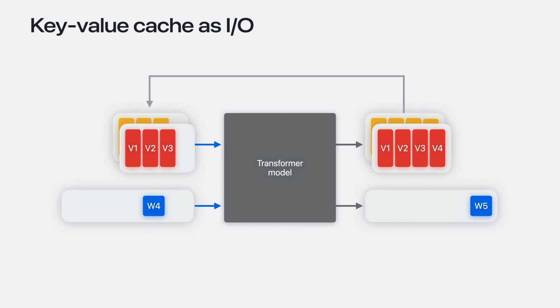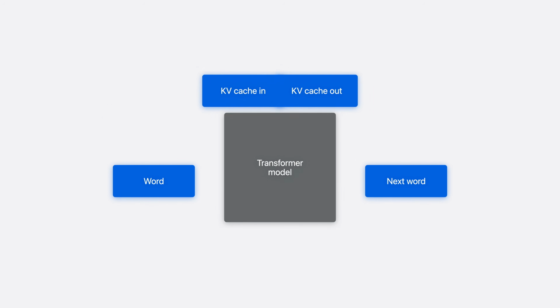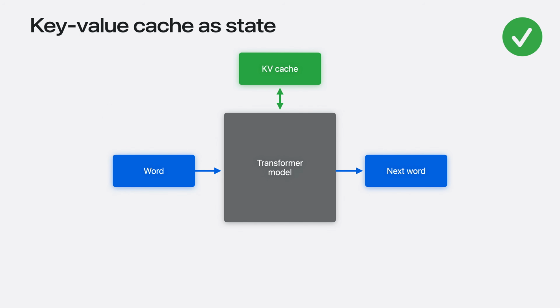KV cache is a popular and effective technique in large language models to make decoding faster. It's a perfect case to use the stateful model that we introduced before. Without states, the KV cache can only be used with I/O, which is inefficient considering the KV cache usually has large tensors. With states, it can be updated in place more efficiently. This stateful KV cache is useful for preparing your transformer models on Apple Silicon.